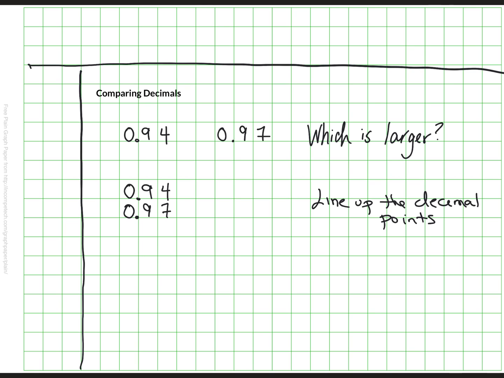So in this column, they both have 0 ones. That doesn't help. Here, they both have 9 tenths, the same. But in this column, I can see that they have a difference, right? This one has a 4 and this one has a 7. So this has 4 hundredths and this one has 7 hundredths, right? So that's a difference here. And I know that 7 hundredths is bigger than 4 hundredths. So if this is larger, then this whole number is larger. I'm actually going to go back up here and make a little symbol to show that that side is the larger of the two.